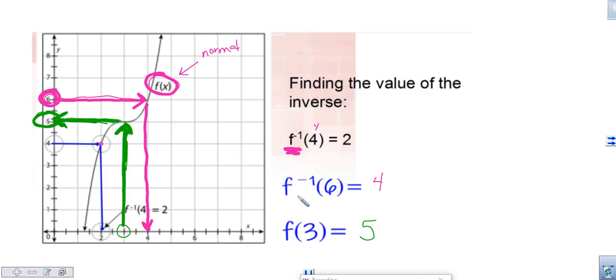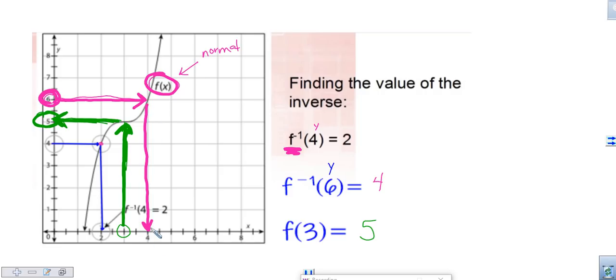Okay? So then we'll go to the f inverse of 6. It's the inverse, and that's the regular. So these are opposites. And so we'll start at 6 on the y value. And so we'll go across until it hits the graph, and then it'll come back down, and that's at 4.